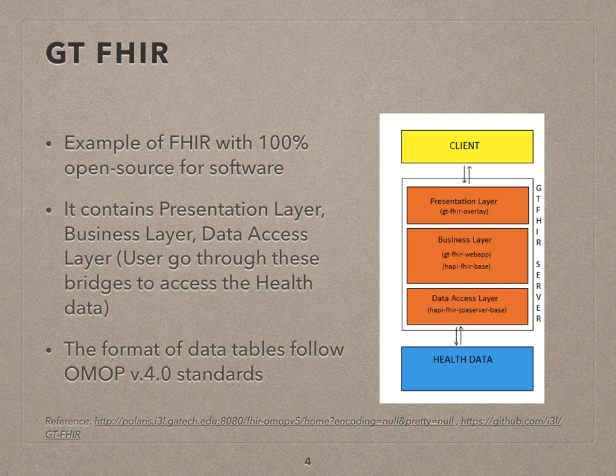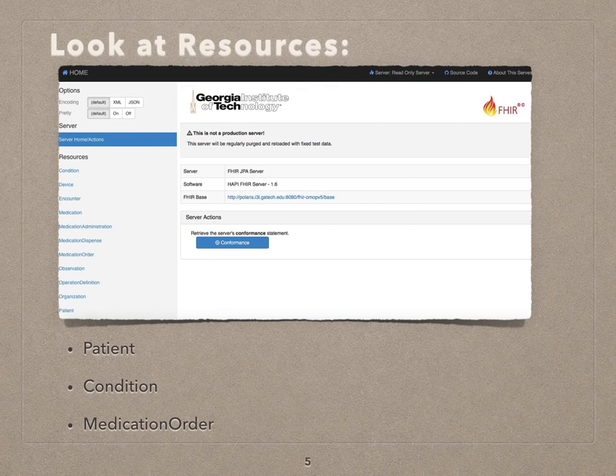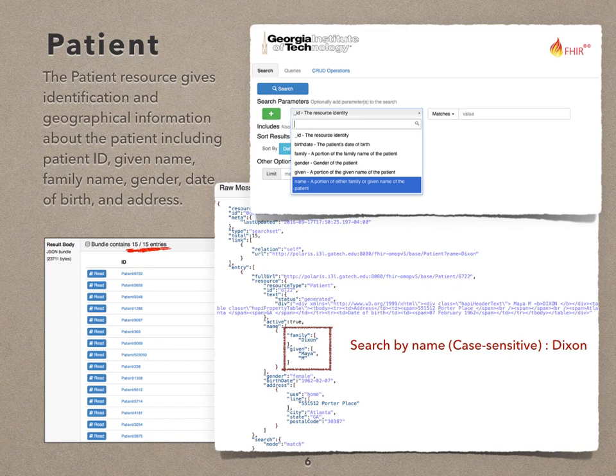Georgia Tech has an example of FHIR with 100% open source software, and in order to get access to the health data, we need to go through three layers, which are the presentation layer, business layer, and data access layer. The format of data tables follows OMOP version 4.0 standards. I will go through three resources, which are patient, condition, and medication order in GT FHIR.